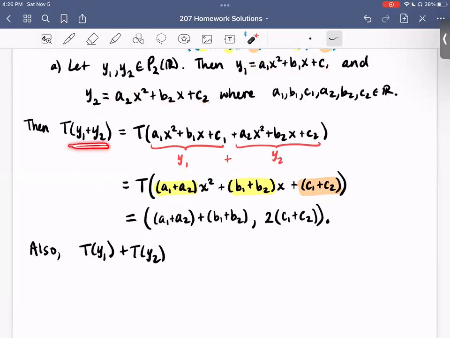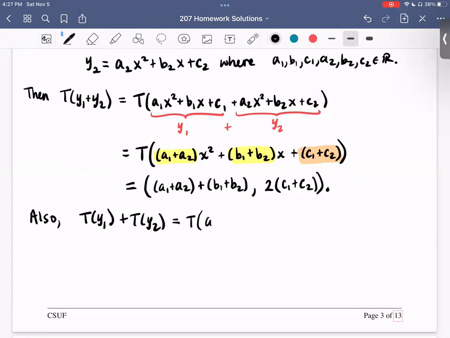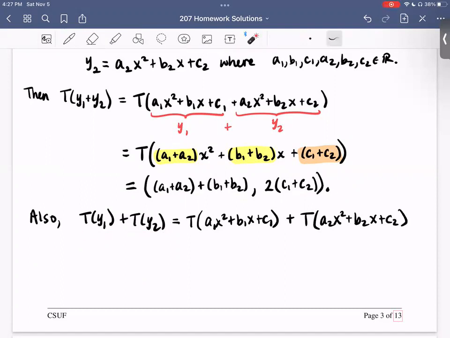So now we've computed the transformation of the sum. Let's also compute this object, and we hope that these two things are equal. That's what we're trying to show. T of y1 means we're going to apply the transformation to a1 x squared plus b1x plus c1. And then I'm also going to apply the transformation to y2, a2x squared plus b2x plus c2. So you can see I'm doing T of y1 and T of y2 separately, and I want to see what I get.